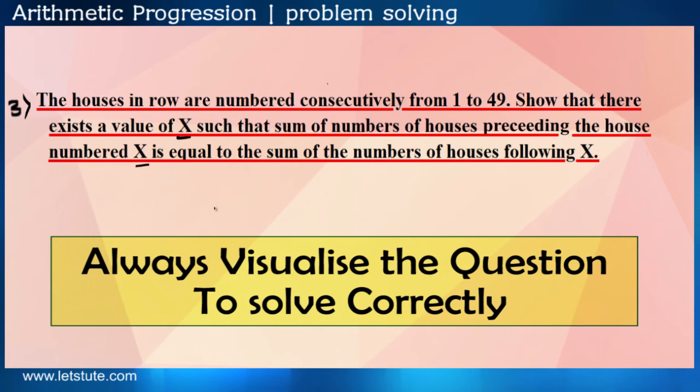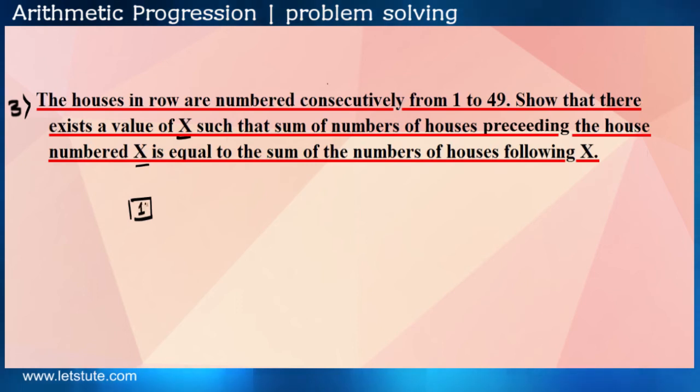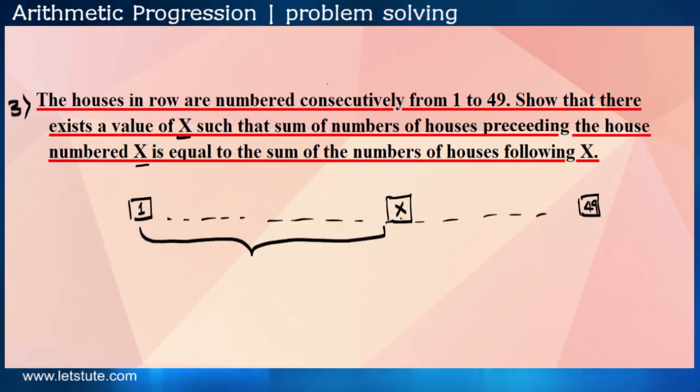Now how to picturize this question in your mind? This is our first house, house number 1, and so on till house number 49. Now the question is saying that there exists a value x such that the sum of the numbers of the houses preceding the house, that means the sum of 1 up to preceding x, which will be x minus 1, must be equal to the sum of the numbers of the houses following x, and after x it will be x plus 1. Right?